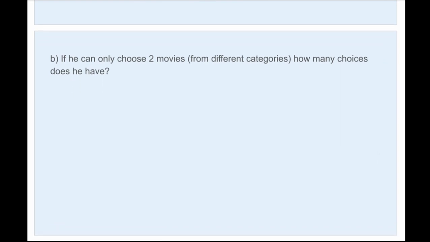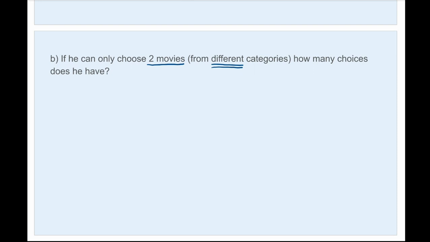B, if he can only choose 2 movies from different categories, how many choices does he have? This is where it's going to mix it up a bit. The key thing is I'm choosing 2 movies, and they have to be from different categories. So that means 1 movie's from one category, and 1 is from another.